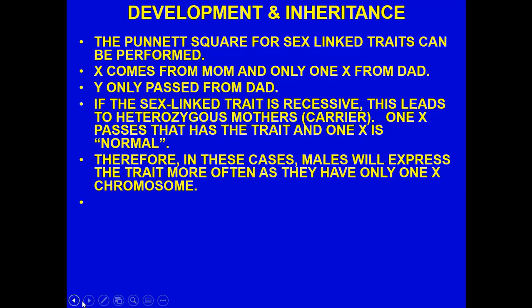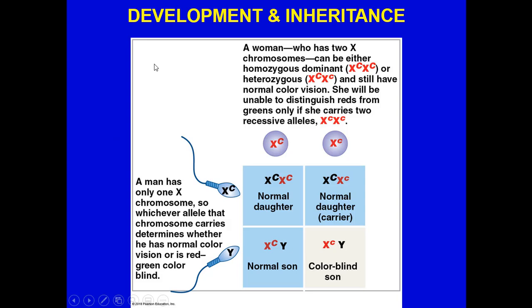Let's take a look at colorblindness, okay? What happens on the X chromosome is you can have women that have normal vision but can be carriers of colorblindness. And there are various types of colorblindness. This one, I believe they're going to use as an example, is red-green. There is red-green colorblindness, red-blue colorblindness, and green-blue colorblindness, which is very rare. Now, a man only has one X chromosome, so whichever allele the chromosome carries will determine whether he has normal color vision. Okay?